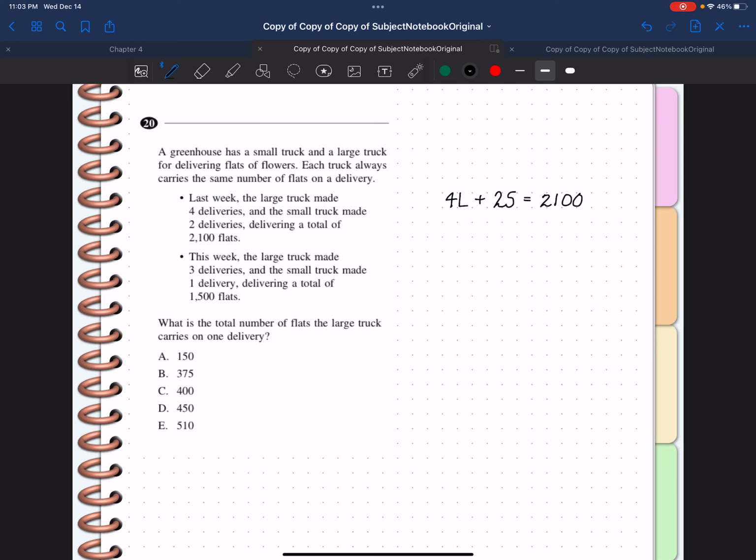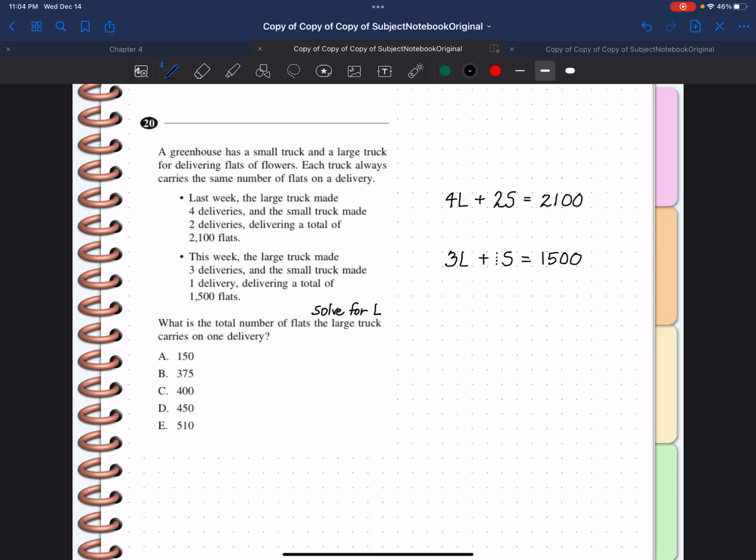This week, the large truck made 3 deliveries, and the small truck made 1 delivery. You can put a 1 there if you want, for a total of 1,500 flats. What is the total number of flats the large truck carries on 1 delivery? So we want to solve for the large truck.